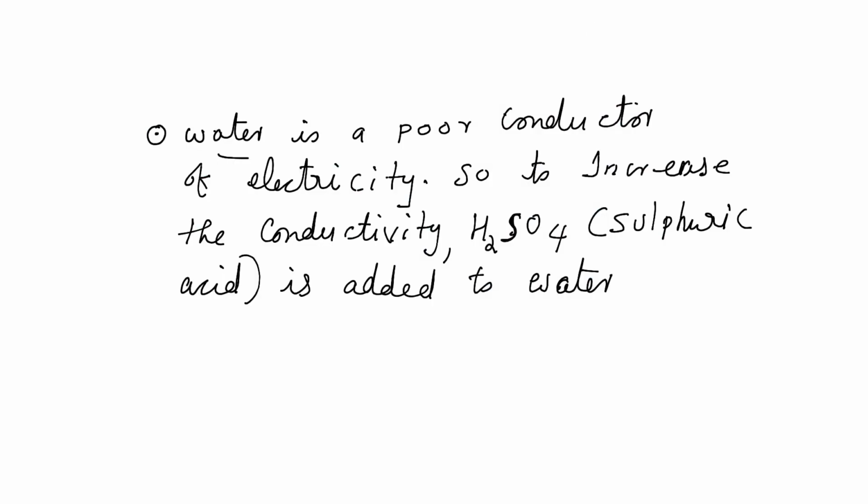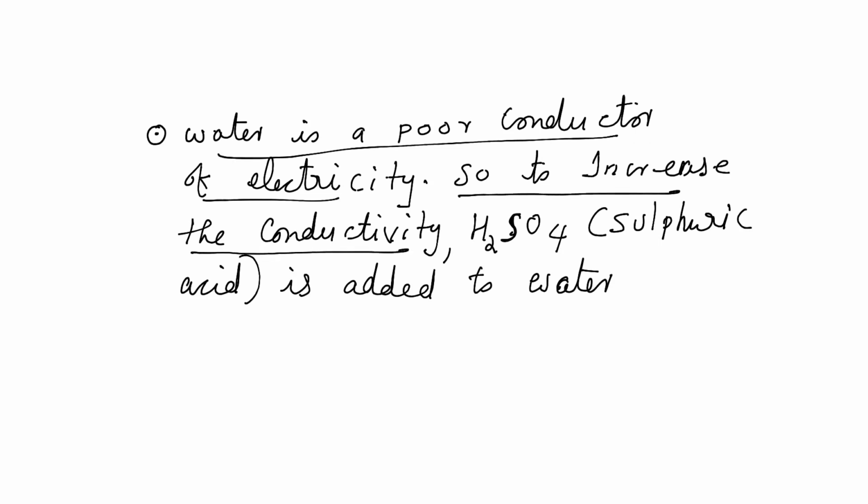Water is a poor conductor of electricity. Okay, for electrolysis to happen, electricity is supposed to pass through the water, but water is a poor conductor of electricity. So we are supposed to increase the conductivity, right? Then only current can pass through it. So to increase the conductivity of water, we are adding sulfuric acid to the water.